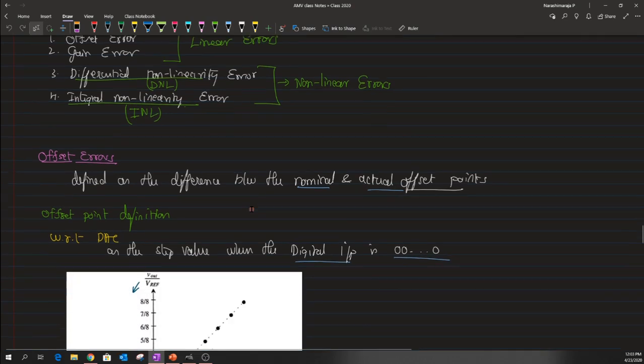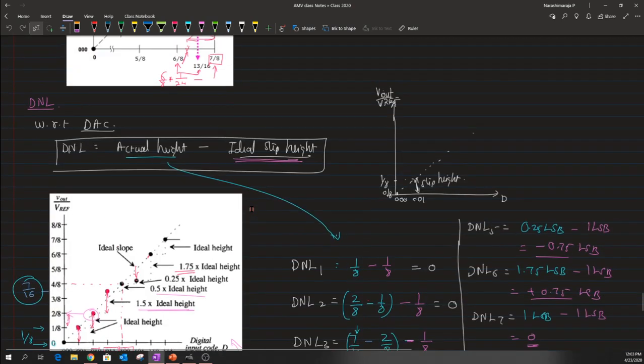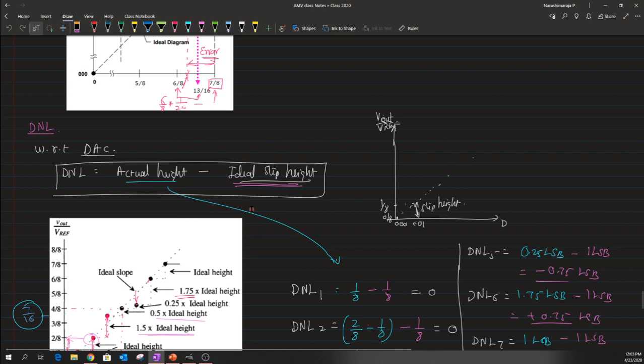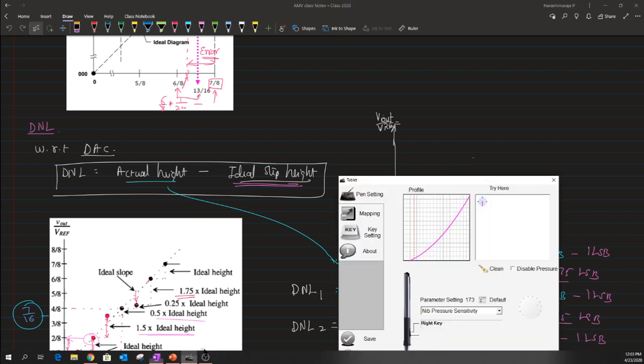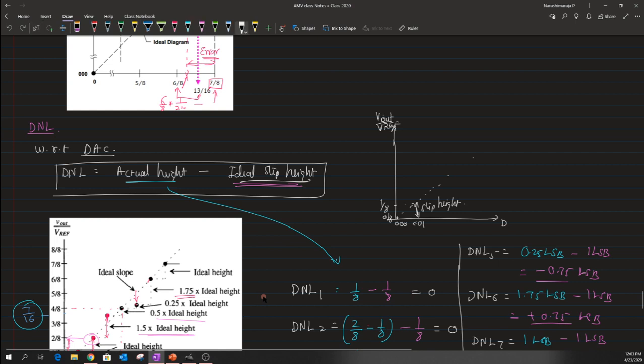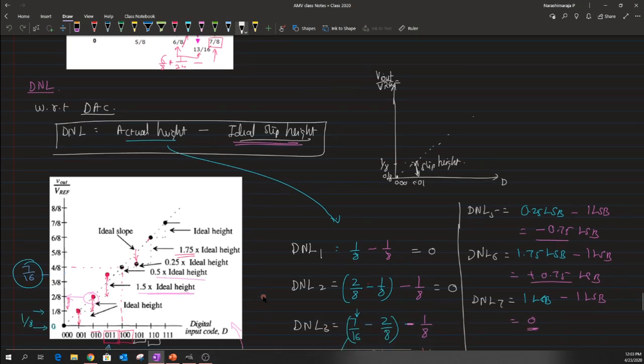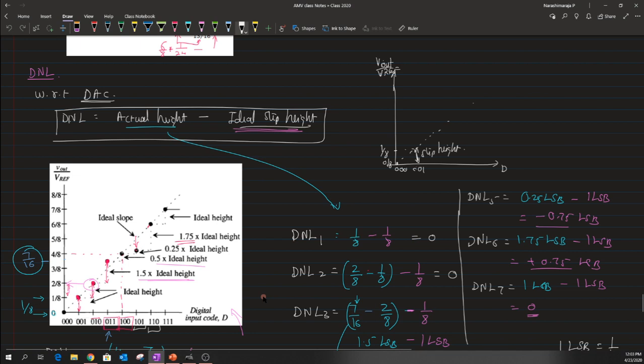Now, let me just quickly jump on to what we have discussed. We had a discussion about this DNL, or basically differential nonlinearity, and we said that with respect to a DAC, a DNL is measured as actual height minus the ideal step height. The word height comes just because for a DAC, the y axis defines the voltage values. So, this is one of the specific reasons why we have this measurement of height when we speak about a DAC architecture.